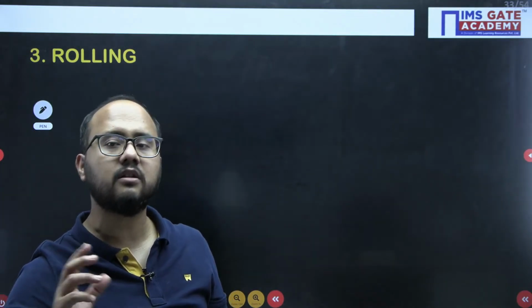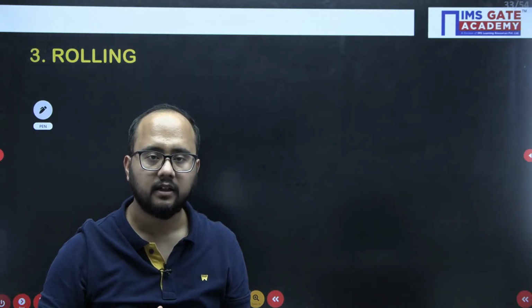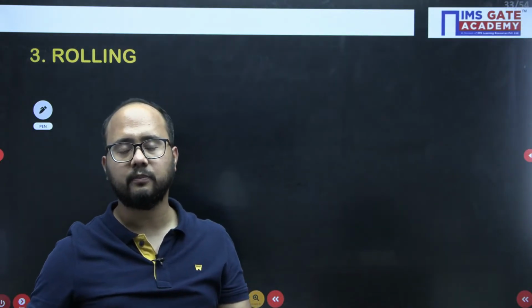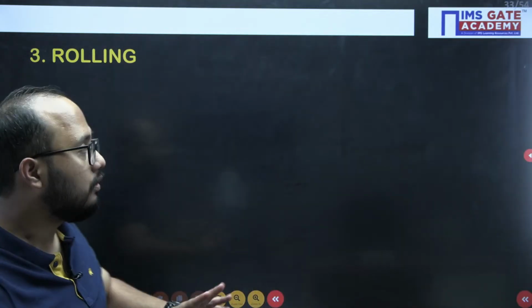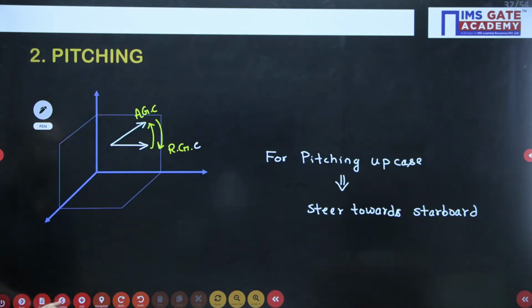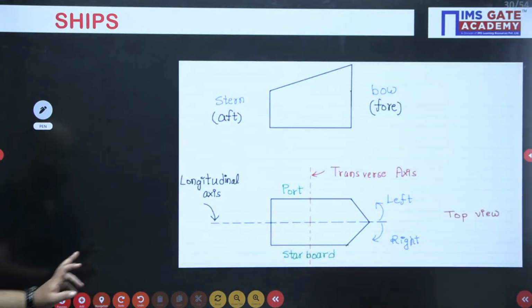There is no acceleration, so no gyroscopic couple will be there. Okay, there will be no gyroscopic couple, right? So this is what you need to understand in the case of rolling. No gyroscopic couple will be there in case of rolling. Okay, this is a very important part.